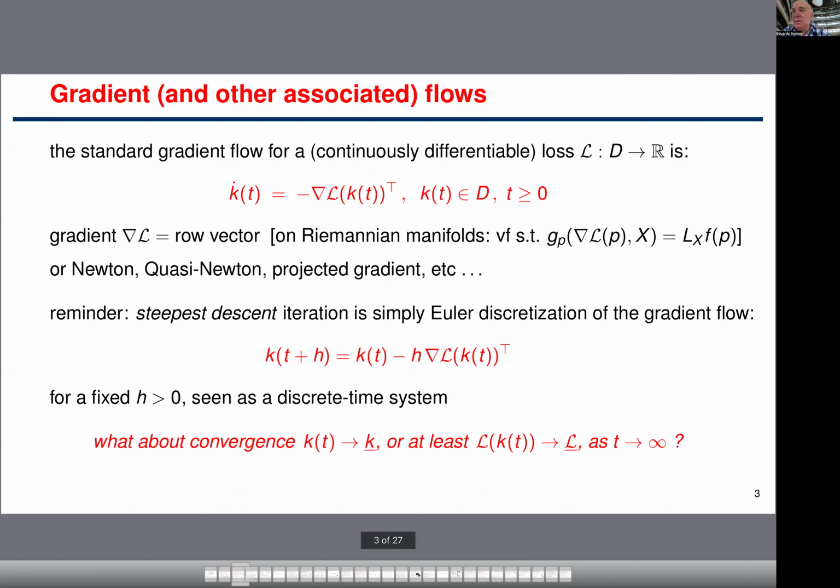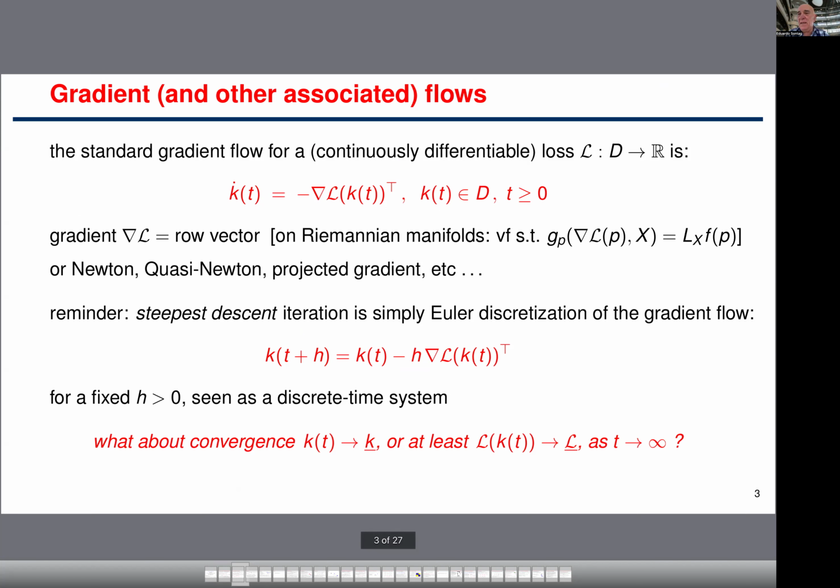What we do, there are many different ways, but the simplest thing that you can do is to look at a gradient flow. So you go in the direction of steepest descent of L, of the loss function. So you set the differential equation k dot is equal to negative gradient of L, all right? With k in this open set D. And of course, you can do more general things. You can look at Newton methods or projected gradients, and proximal gradient and so forth. And Leilei will talk a little bit more about that at the end.